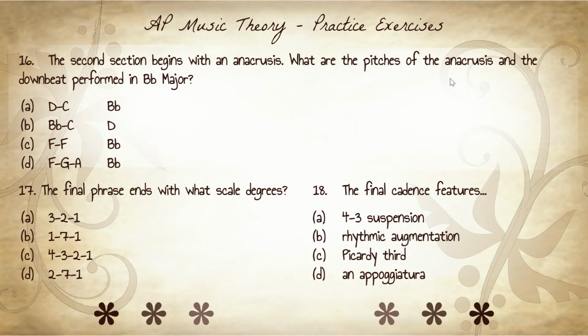These two questions can be heard and answered at the same time. So question 18. The final cadence features A, 4-3 suspension, B, rhythmic augmentation, C, Picardy third, or D, an appoggiatura. The note says the excerpt would have to be in minor to have a Picardy third. Is it? By now, you know whether the answer is even an option. The other 3 answers are very specific in what they suggest. Now, let's listen to the entire excerpt.